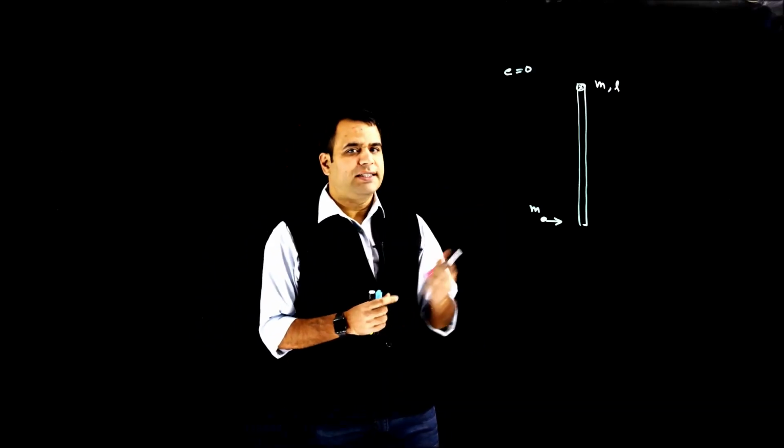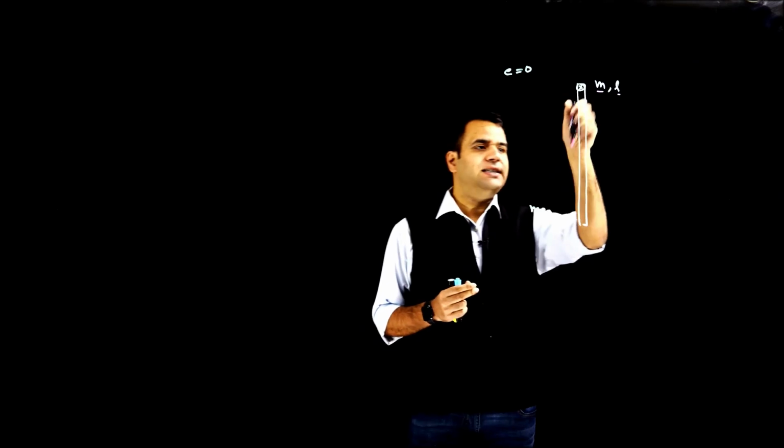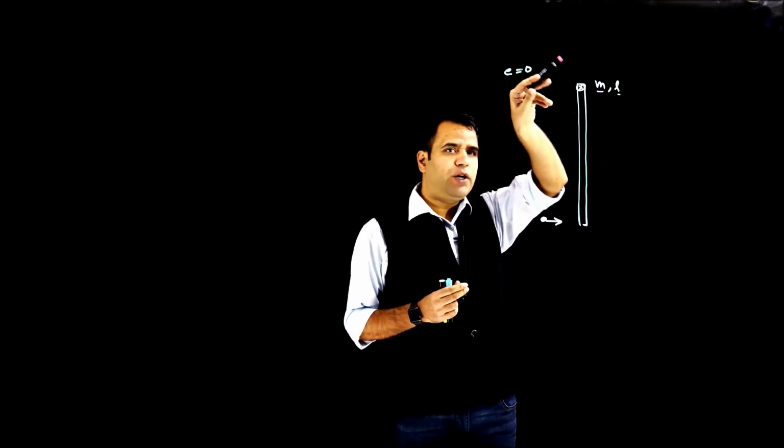Hello. So now we'll do this question. Let's first discuss this question. In this question, we have given a rod of mass m and length L. And this rod is hinged at the topmost point, and this rod can rotate in a vertical plane. Like if this is a hinge and this is like a rod, then it can rotate in a vertical plane.